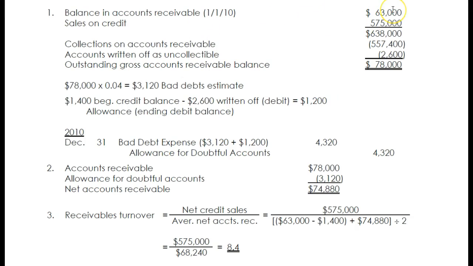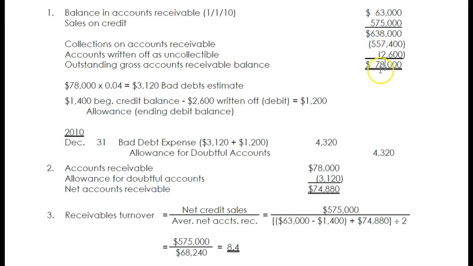You have a balance at the beginning of $63,000. You have credit sales of $575. That gives you a total of $638. You collected $557,400, and you wrote off one account of $2,600. So those have to be deducted from this overall available sales on credit. Gives you an outstanding of $78,000.